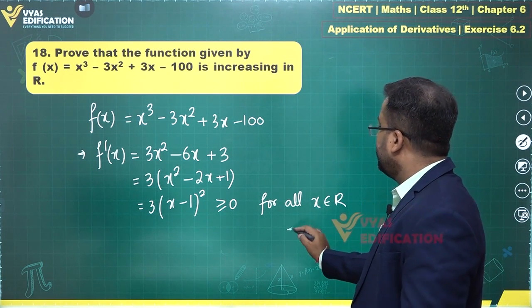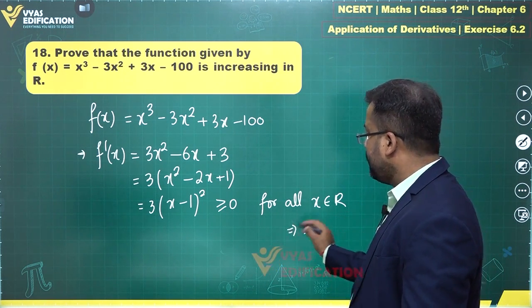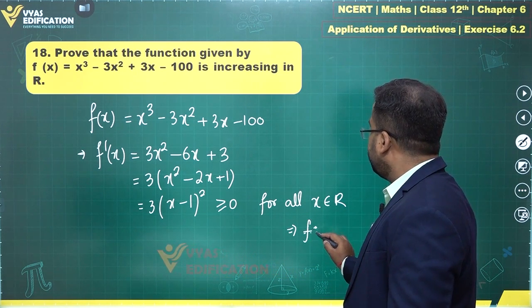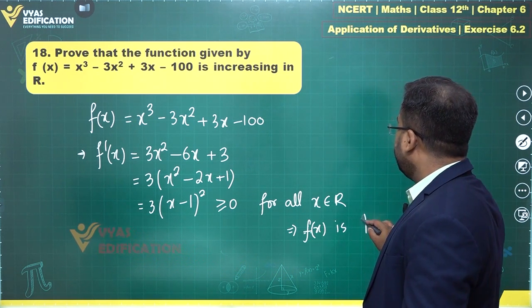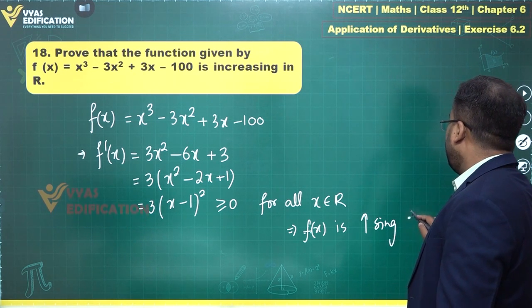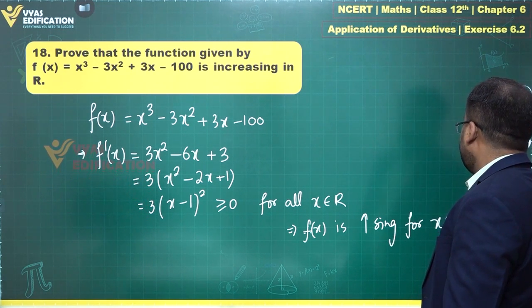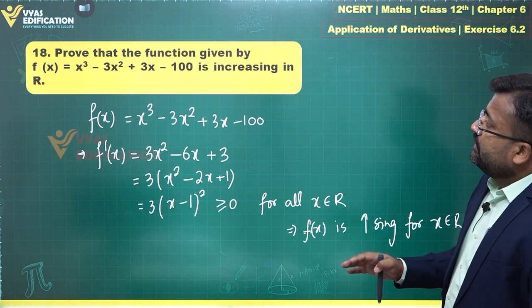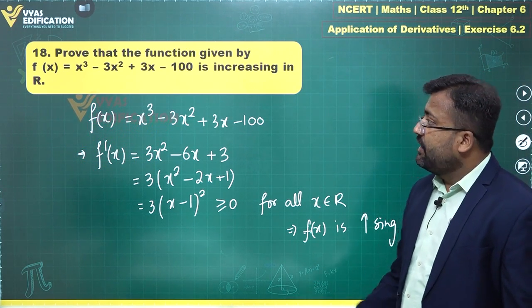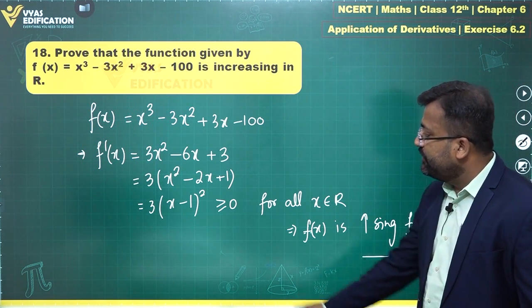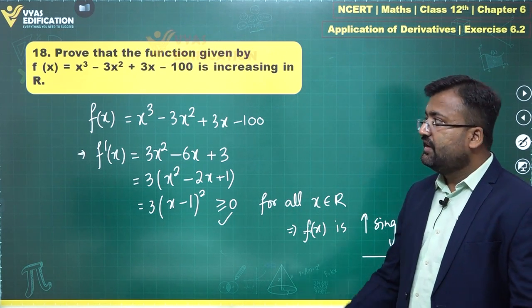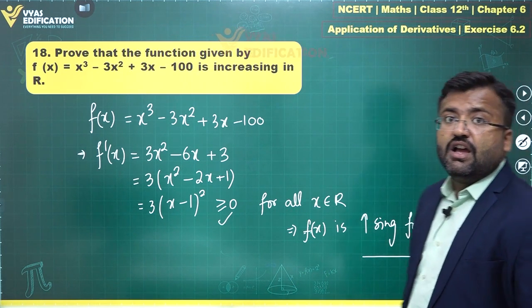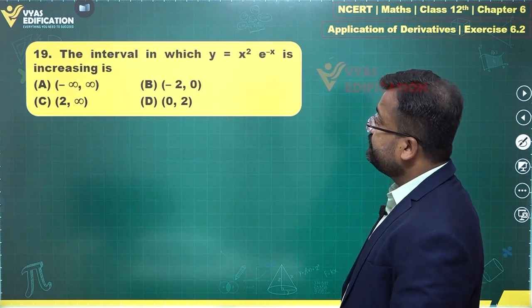Therefore, this implies f(x) is increasing for x belonging to real. That's a complete proof. That's a simple question, a pretty simple one, and that's a complete proof of this question with the help of this, right? That's a complete solution over here. Let's move on to the next question after this.